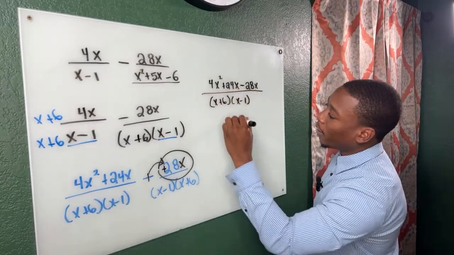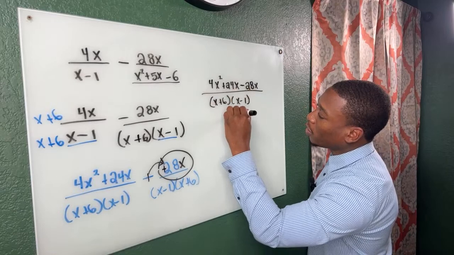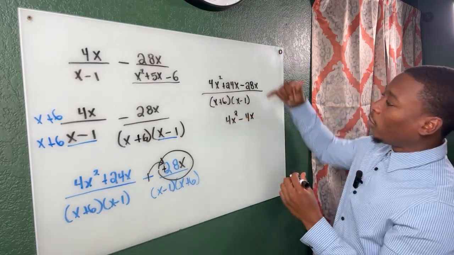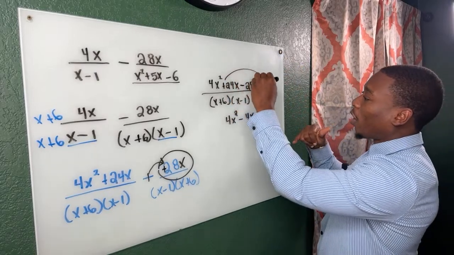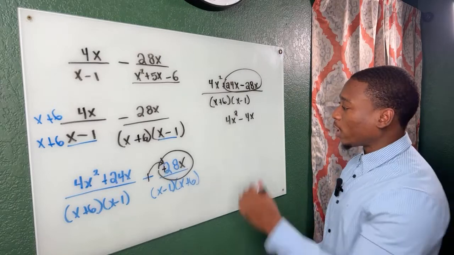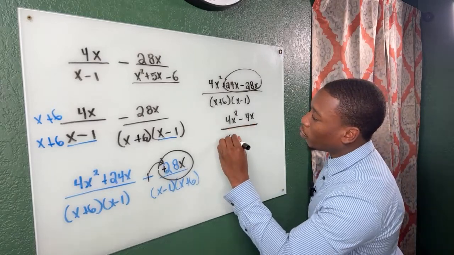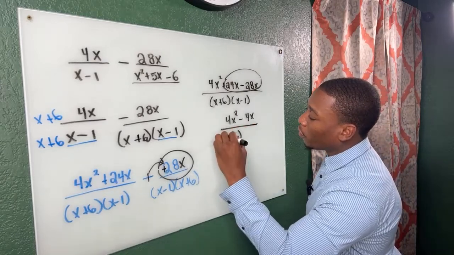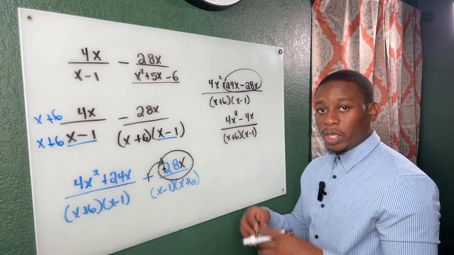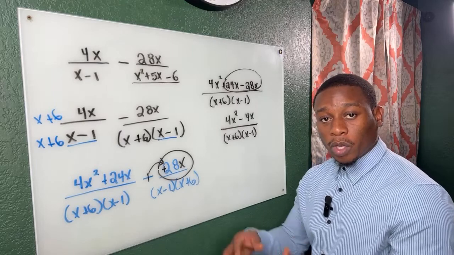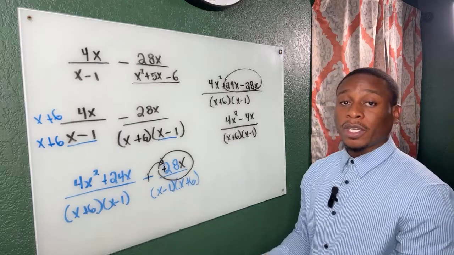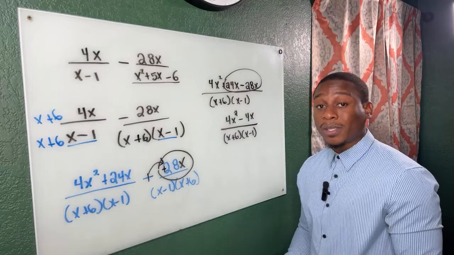So when we simplify now, guys, we're going to have 4x squared minus 4x, right? We're just talking about this part right here where we did positive 24x minus 28x. And this is all over the same denominator. But if you remember, after we get the same denominator and we combine the numerators, add or subtract, we now have to check again if there's anything that we could simplify.